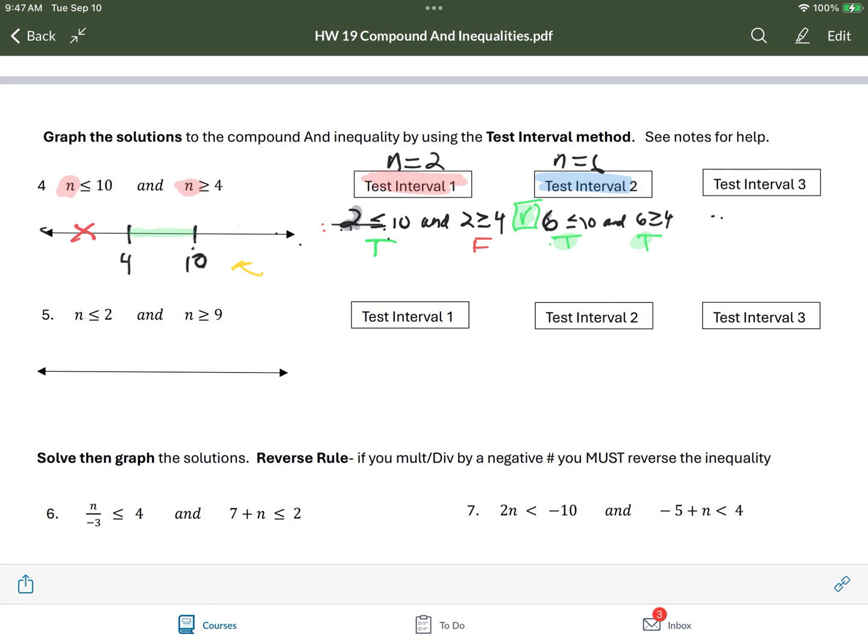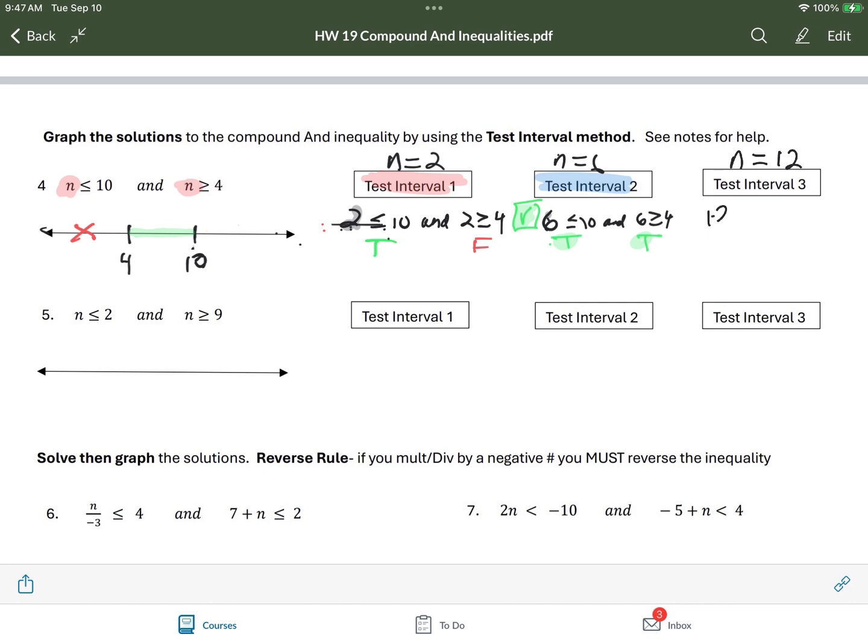Let's test the third interval. The third interval is the numbers that are to the right of 10. So let's pick a number to the right of 10, like 11 or 12 or 13 or 14 or 15. Pick whichever number you want. Just don't pick 10. Pick something to the right of 10. Let's pick 12 maybe.